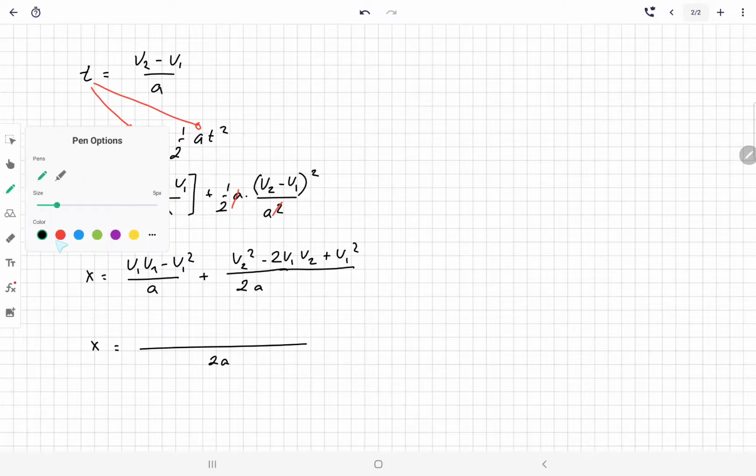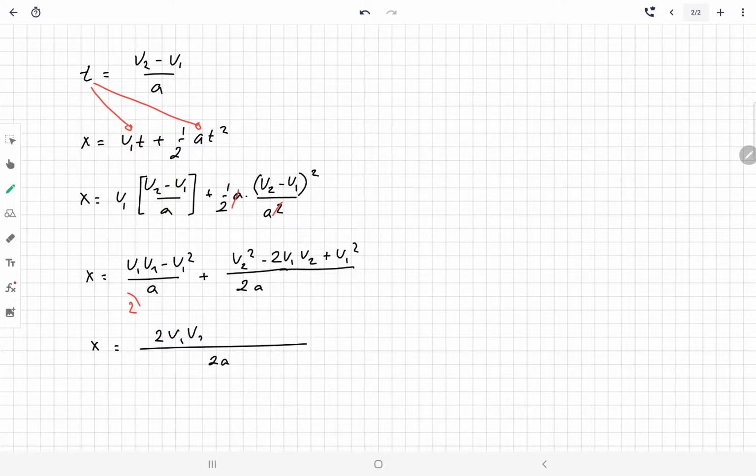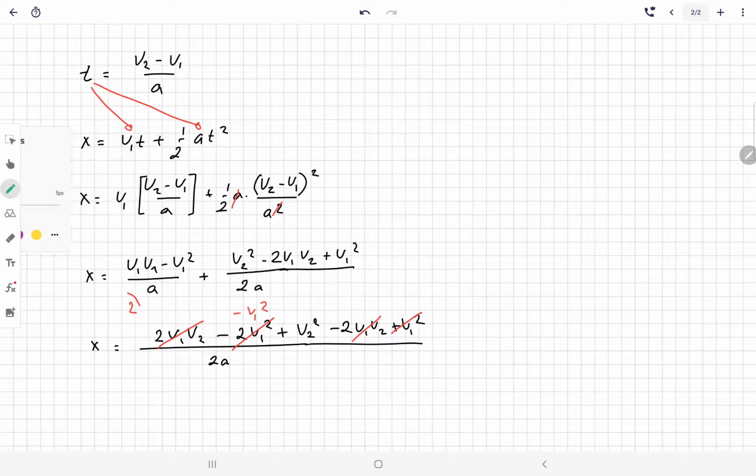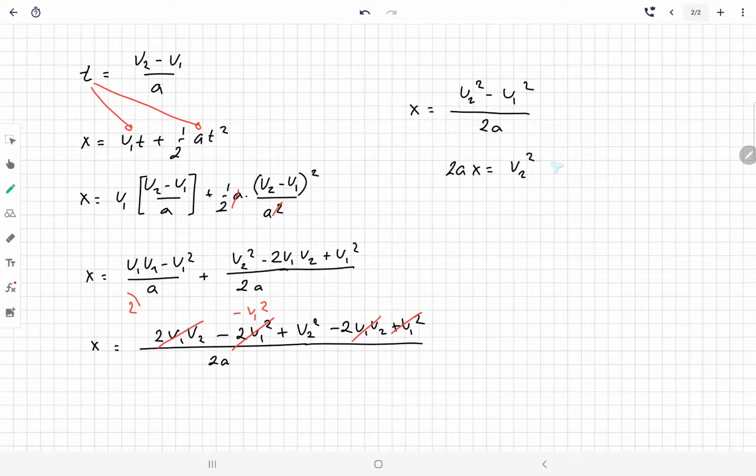So here we need to multiply by 2. And we should be very careful here. We need to simplify. As you see here, we can lose this part, and here we have a minus v1 square. That's all. Let's see. x equals 1 over 2a times v2 square minus v1 square. So 2ax equals v2 square minus v1 square.